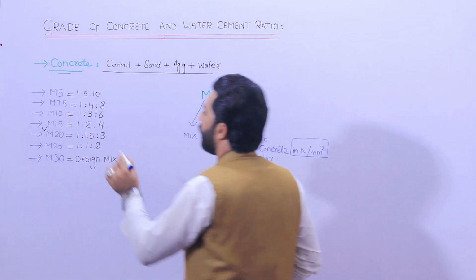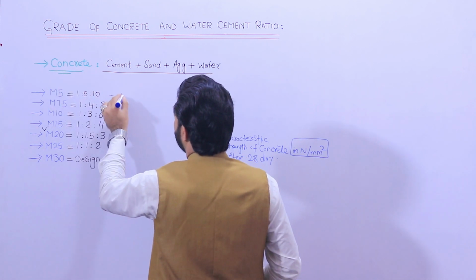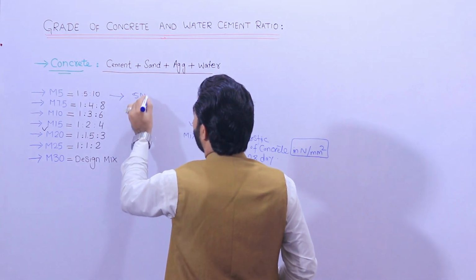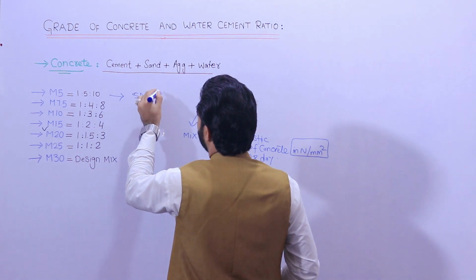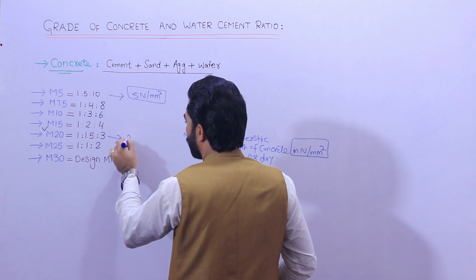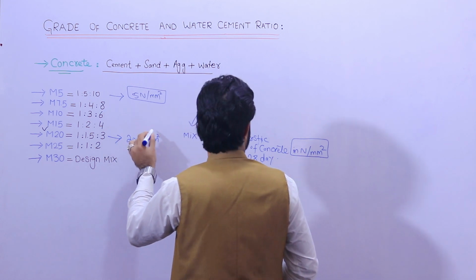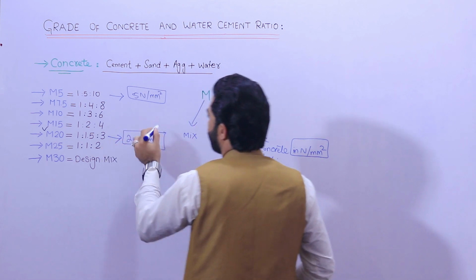So if we have M5, for M5 we have 5 Newton per mm square. So its strength is 5 Newton per mm square. If we have M20, this is 20 Newton per mm square. This is the characteristic strength of concrete. So this is very easy.